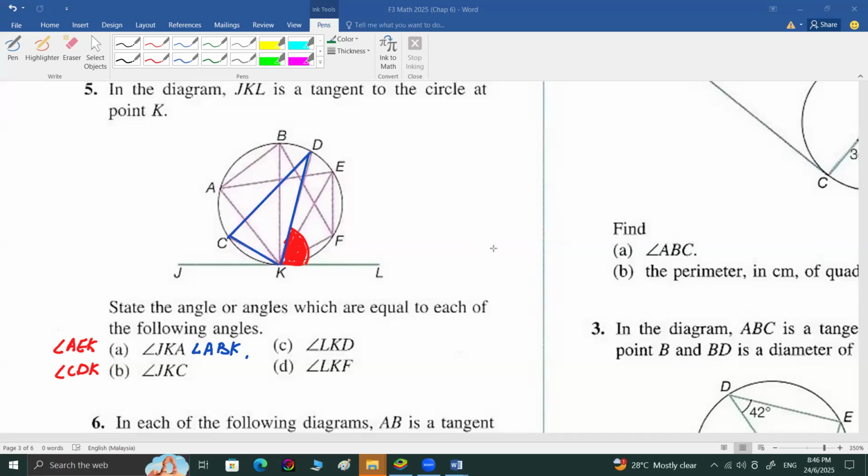Yes, the answer is what? Yes, DCK or KCD is also accepted. So this one is C. Here, DCK, okay? DCK. This one is opposite here. So is there still any line? Any triangle? No, okay. Next, the last one. We go LKF.